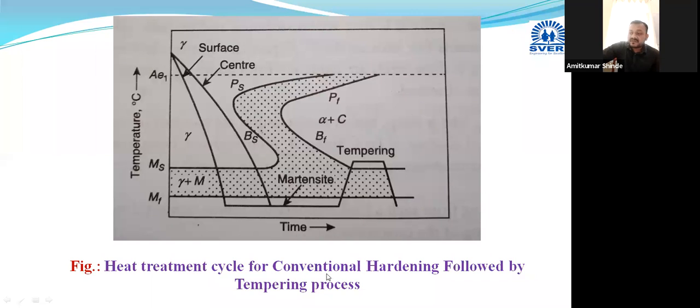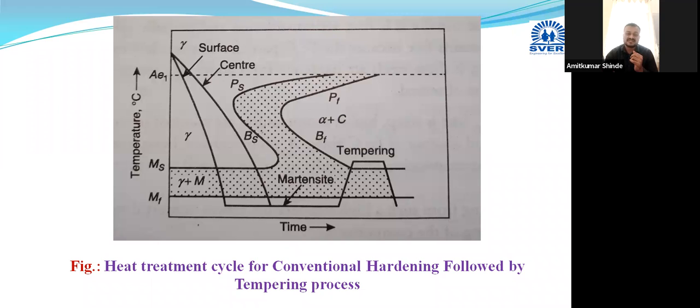Here you have to remember that conventional hardening followed by tempering, we can perform on medium carbon steel and on high carbon steel, and also on alloy steels. But for low carbon steel, we cannot go for this conventional hardening treatment process. Now which medium are we going to use in the conventional hardening for medium carbon steels? For medium carbon steels, we are using cold water or brine solution as cooling medium. In case of high carbon steels, we are going to use oil as a cooling medium.